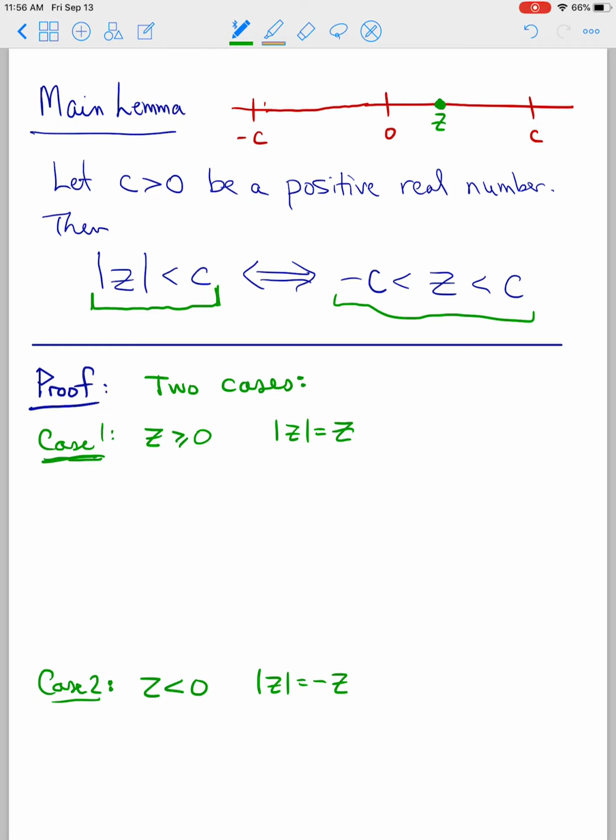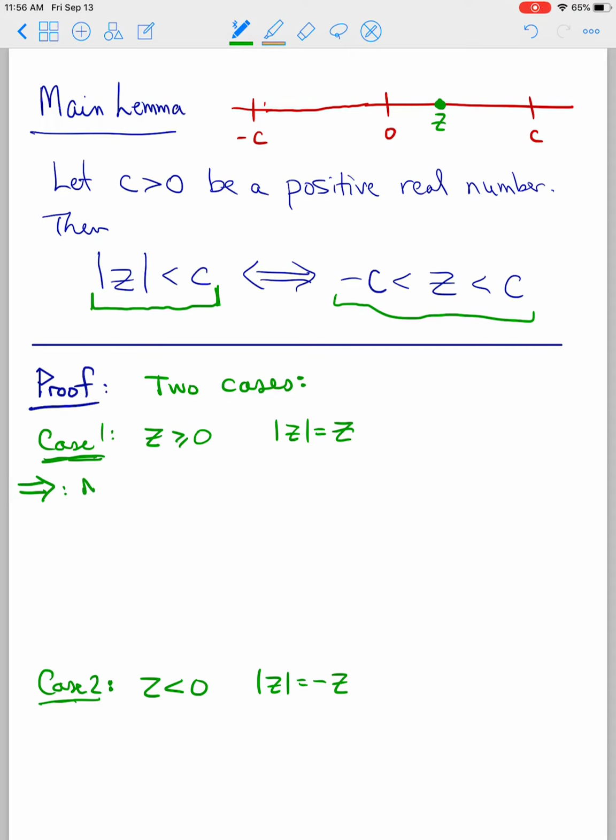We have to do one case where z is positive or equal to 0, and one case when z is negative. And just to remind you, the absolute value of a positive number is just that number itself. The absolute value of a negative number is the opposite of that number. Okay? And so now let's see how these proofs are going to go. Each of these has two directions.